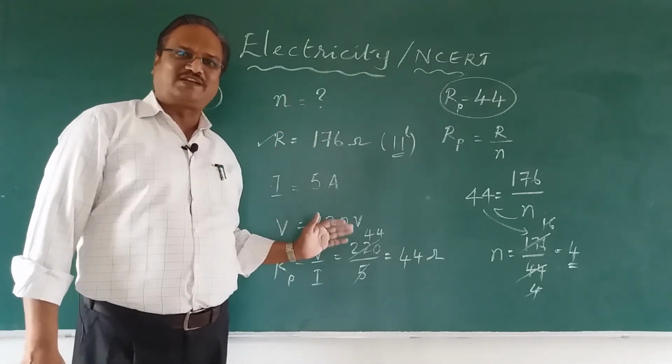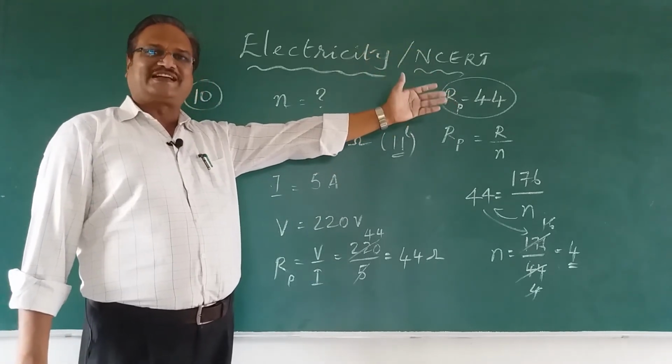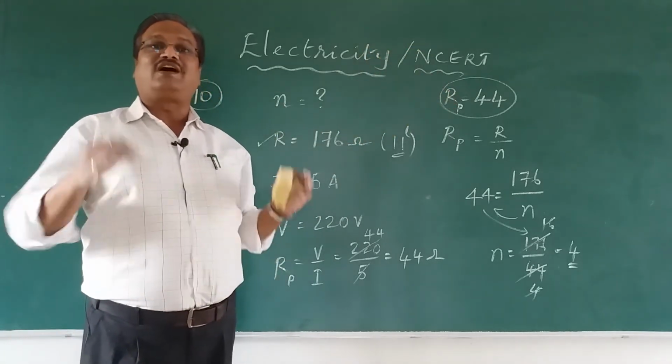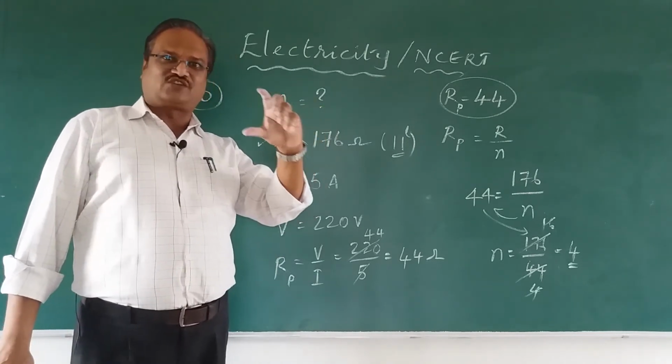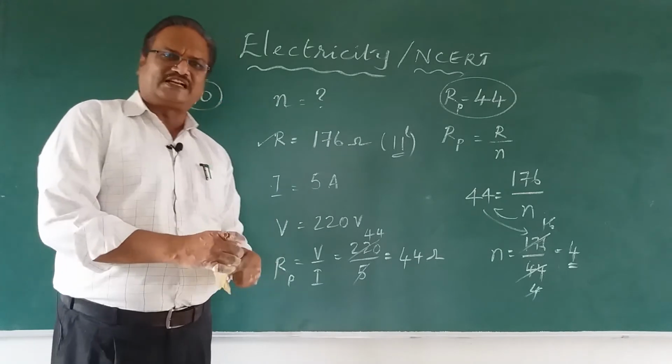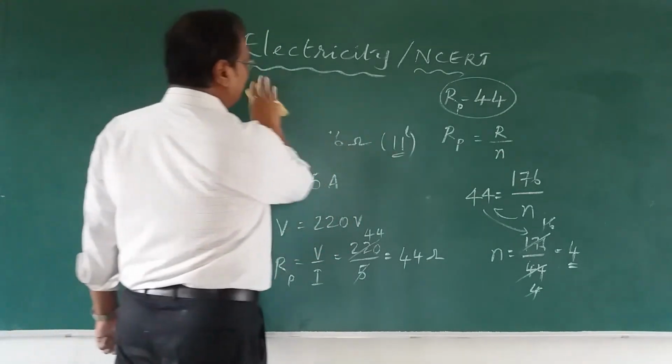This 220 volt is AC current which we get in our houses, right? That is the current which we get, that is called alternating current. What you get from the cell, that is called direct current, right? That is of small value which you have. I hope you understand this concept.